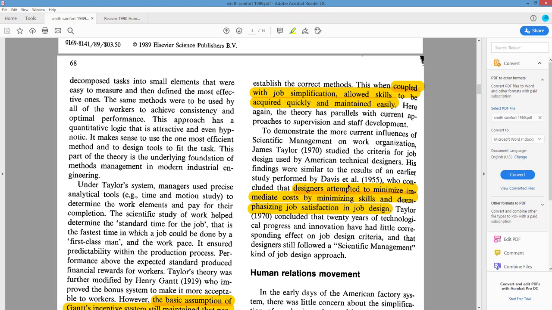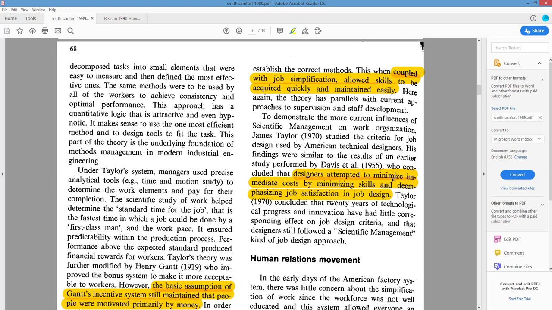Here it talks about something from 1955. Designers have to minimize immediate costs by minimizing skills and de-emphasizing job satisfaction. And so what's the difference? The difference is Taylor was really focused on designing a job to be more productive, making it hyper simple, so you had to have really no training whatsoever, just an incentive.